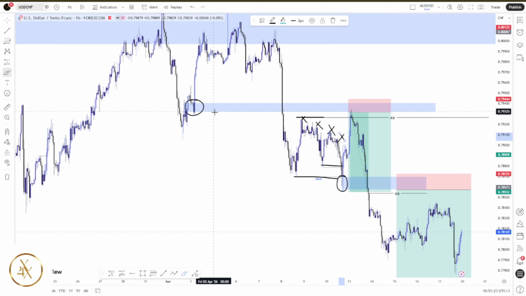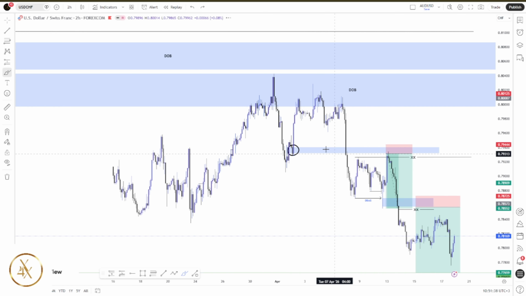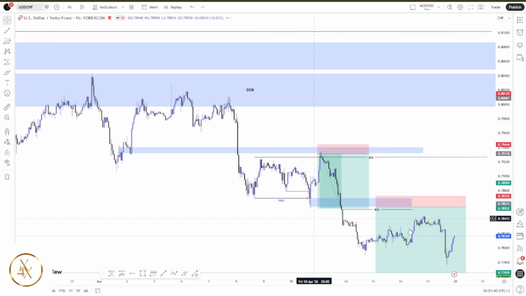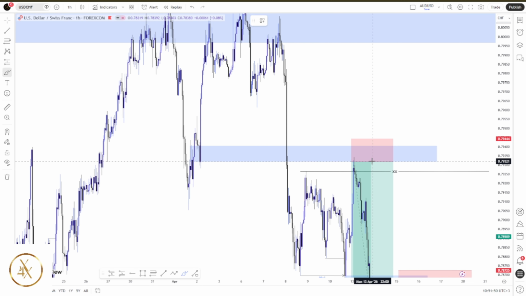So we use this POI on the 1 hour. It acts as the same on the 2 hour. If I go back to the 2, you'll see that nothing changes. On the 2, it's still the same POI. You can see that clearly. So use that as our entry, and stops. You can see that stops are just above it, above that 1 hour or 2 hour order block.